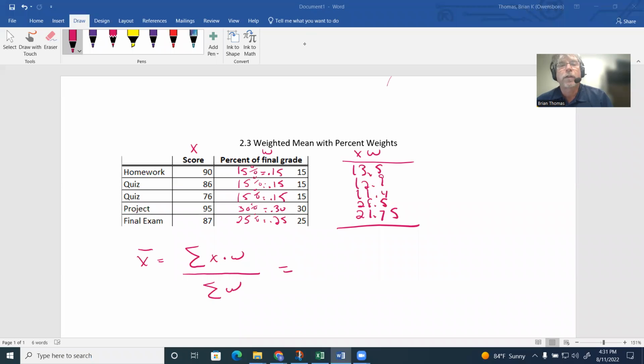Okay, so I re-looked at my math error. It looks like I left off one of these quizzes here. Since I have 5 entries and these 5 weights, I should have 5 of these products over here. And I was missing one. So 90 times 0.15 gave me 13.5. I can't really read my handwriting. So 13.5, and then we had a 12.9, 11.4, a 28.5, and a 21.75. So my next step is to do the sum of those. So I'm going to add those together.